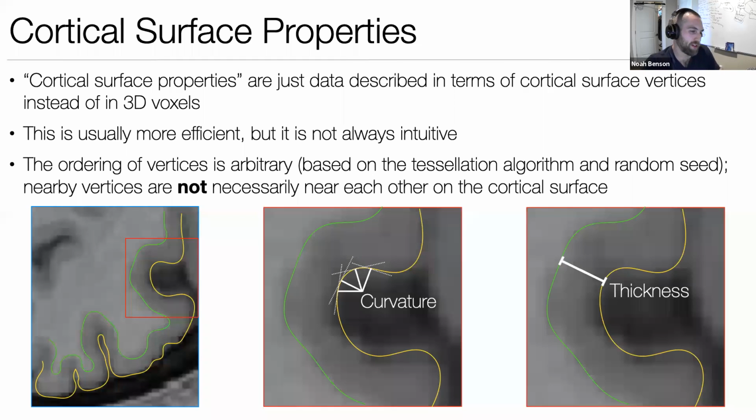When we're storing these kinds of data, the data are typically stored just as a vector, with a value for each vertex. So in a curvature file, you would simply find a long vector of curvature values in the same ordering as the vertices on the cortical surface.